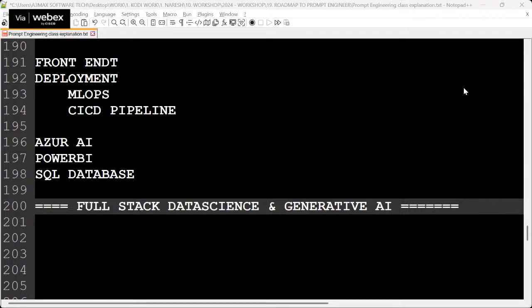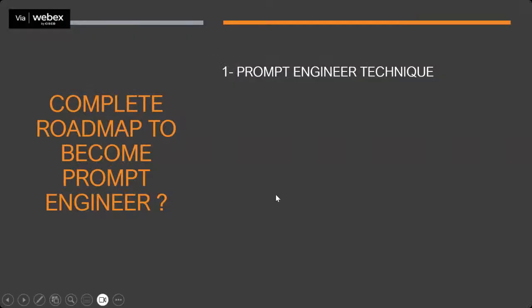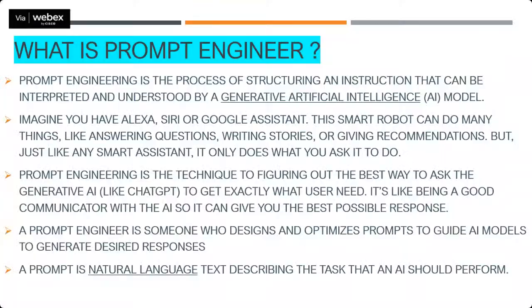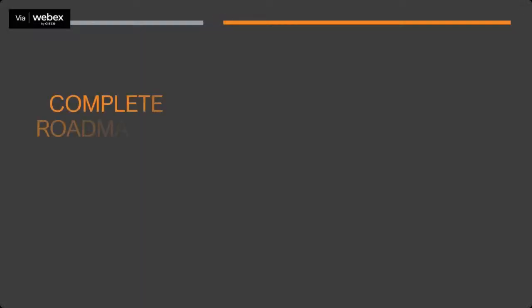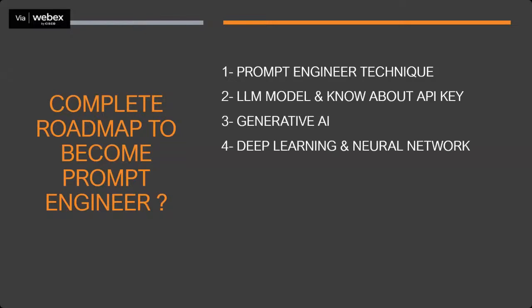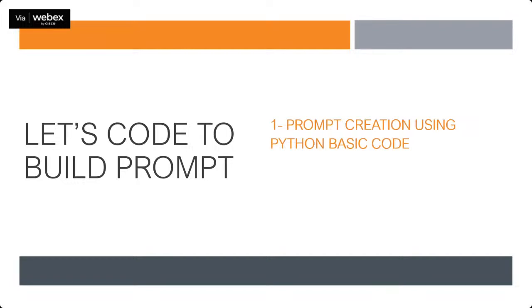So next, okay, back to the slides now. We also completed today's sessions: introductions done, what is prompt engineering done, and the roadmap we also completed now. So for generative AI, this is the strategy: first the LLM model, NLP, and then the Python programming language. Let's code and build prompts, guys.